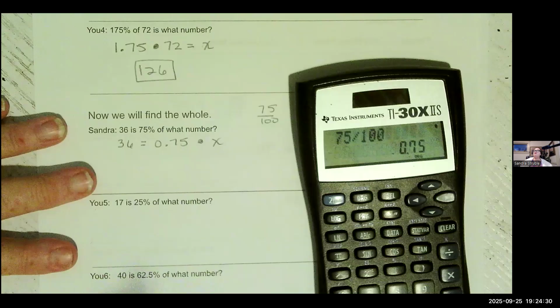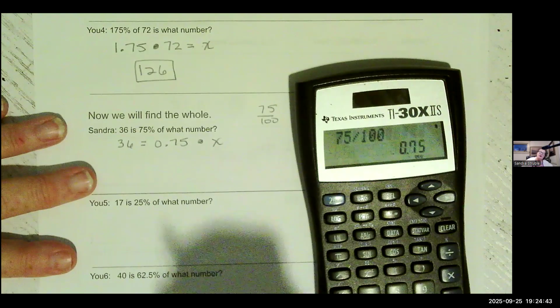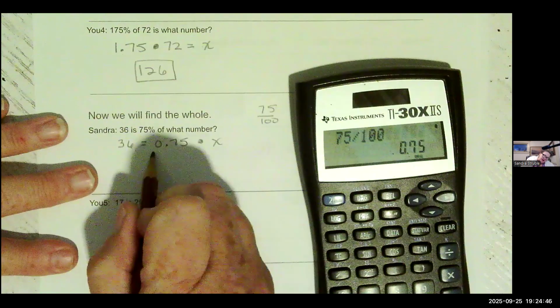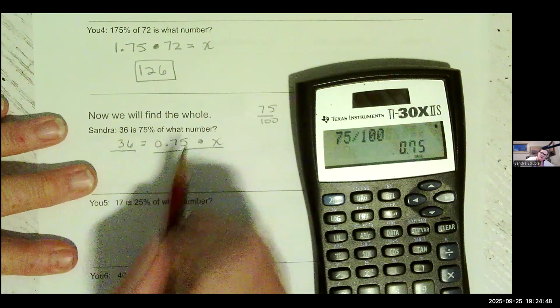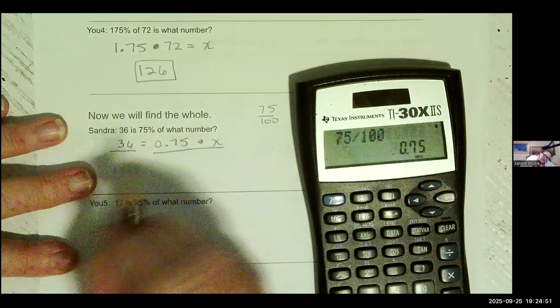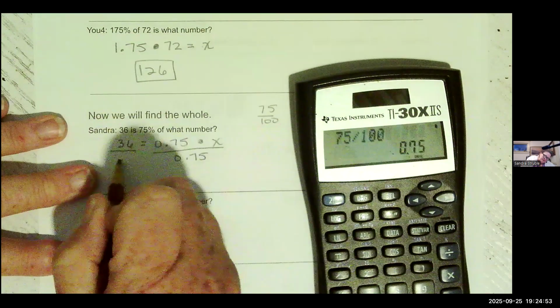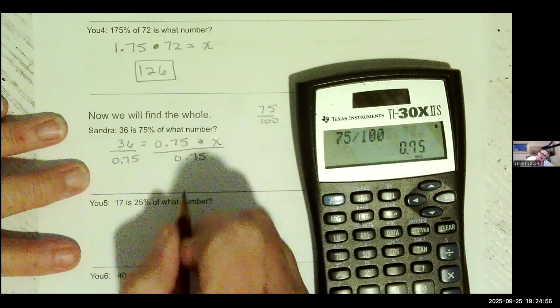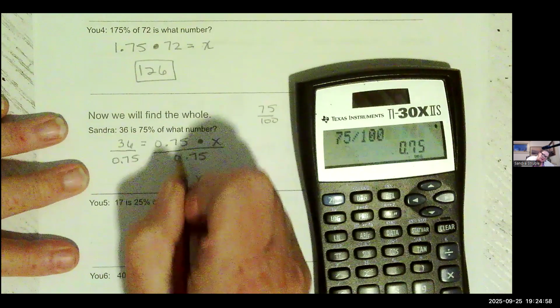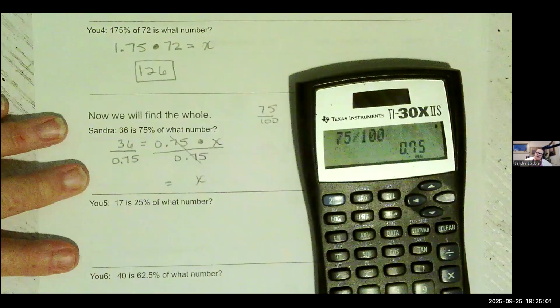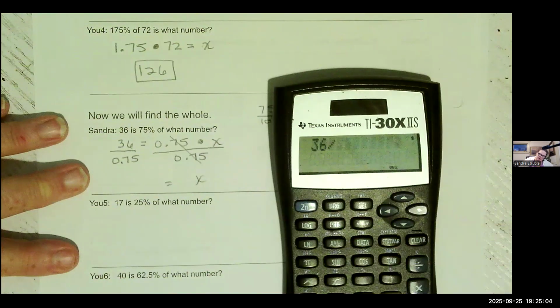Okay. This one is different. We've been multiplying up to this point. Well, we can't multiply this. The 0.75 is multiplied to X. So in order to solve for X, we're going to have to do the opposite of multiplication, and we're going to have to divide both sides by the number that's attached to X, and that is 0.75. So X is equal to, because anything divided by itself is 1, we're left with 36 divided by 0.75, and that's 48.